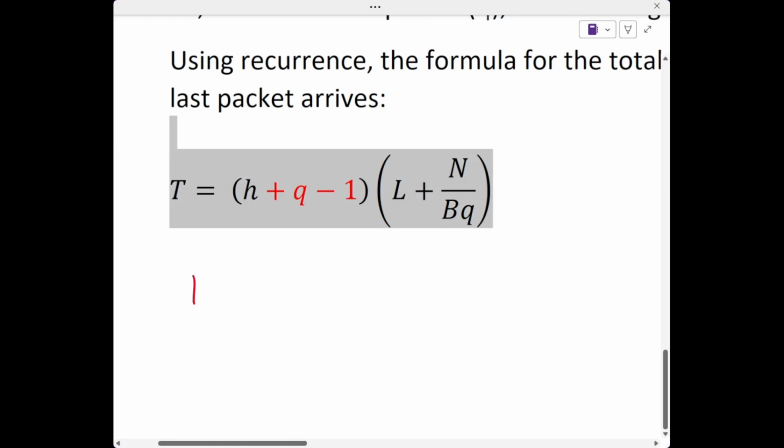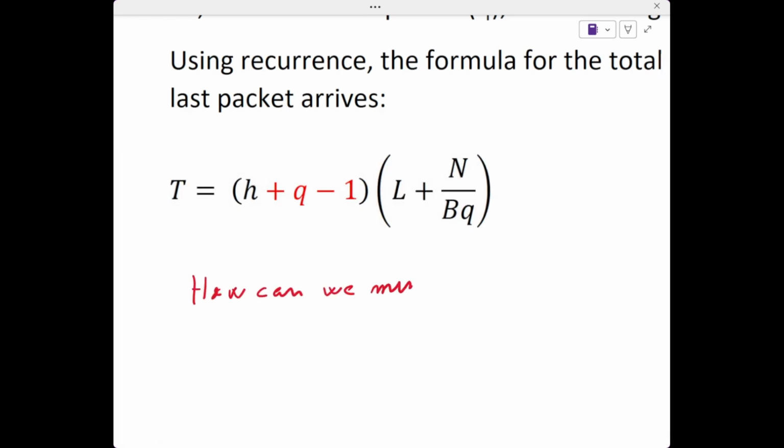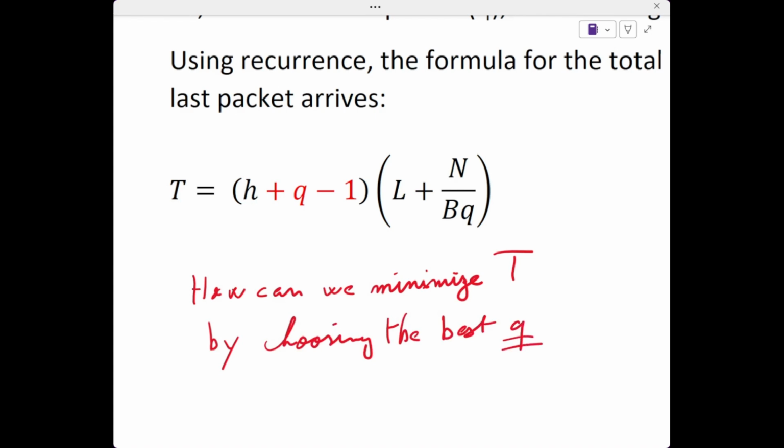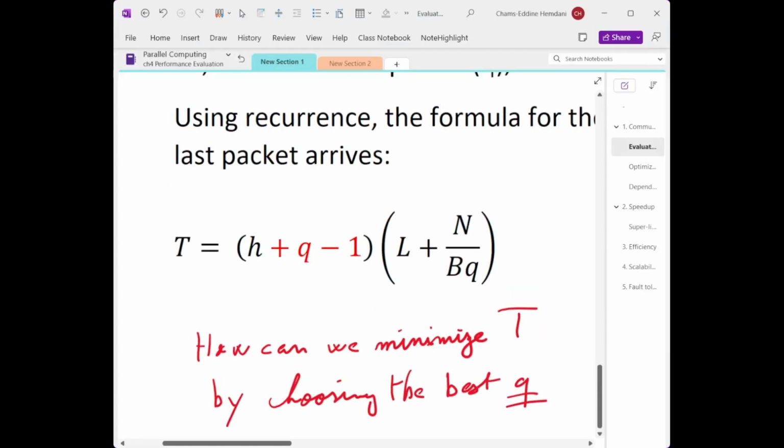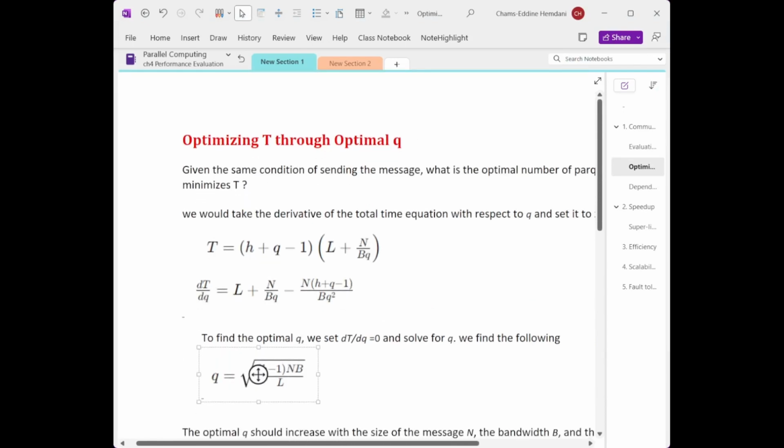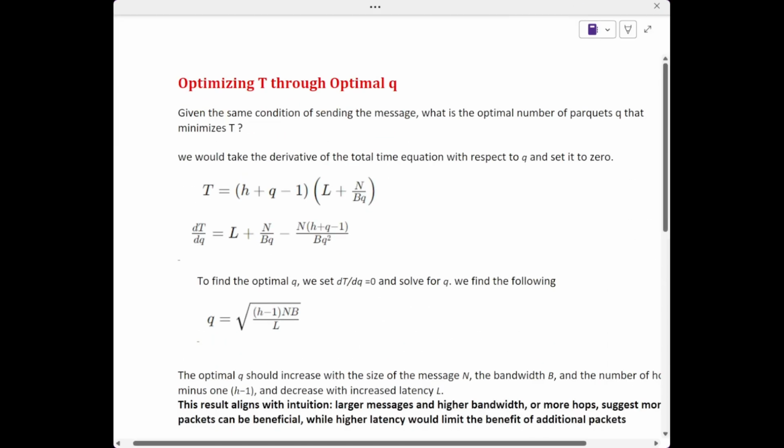In other words, how can we minimize t by choosing the best queue? How can we split the message in the best way to gain time? This is what we are going to talk about now. The aim is to optimize t through optimal queue.